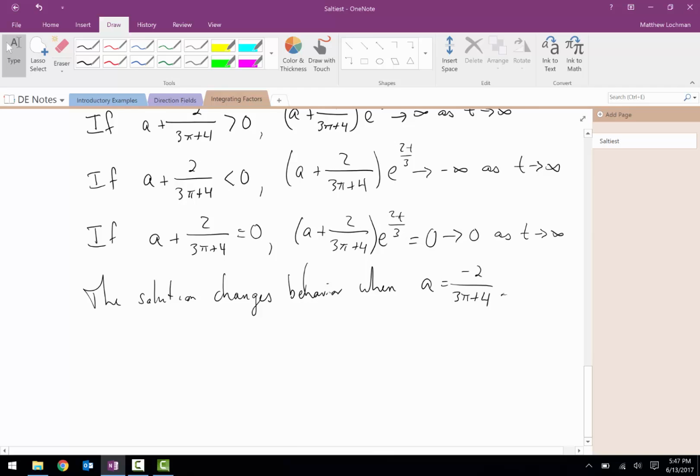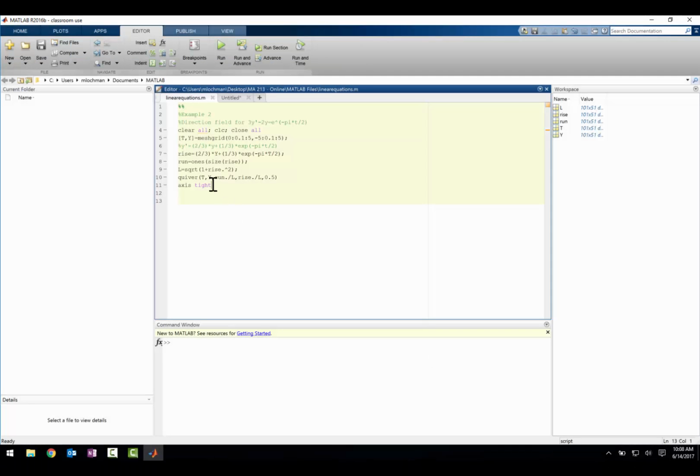So what we're going to do now is go back to MATLAB and show you guys how to plot these graphs, plot some sample solutions so you can see this in action. So we're back in MATLAB. We have the code for the direction field. Now we're going to introduce some new commands in MATLAB to show you how to solve differential equations, and then we're going to graph the results to show you where those behaviors are splitting.